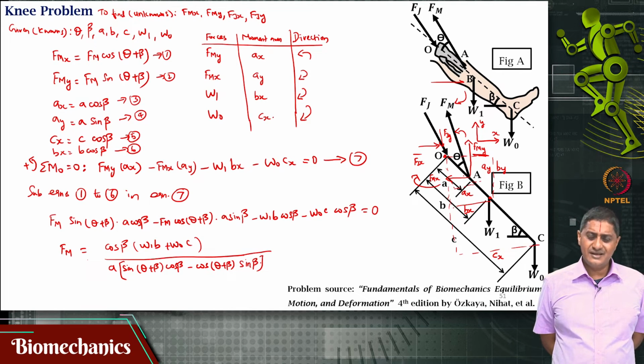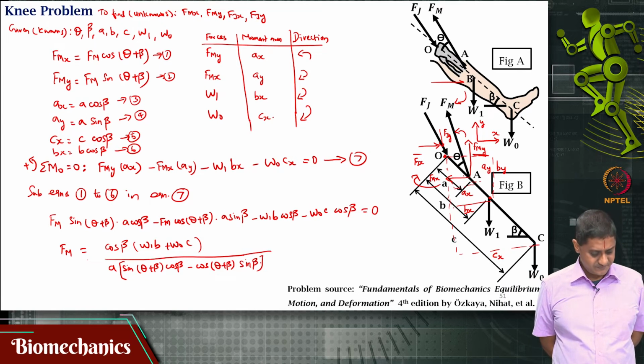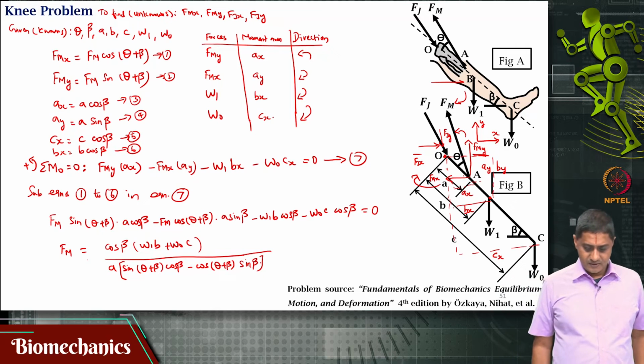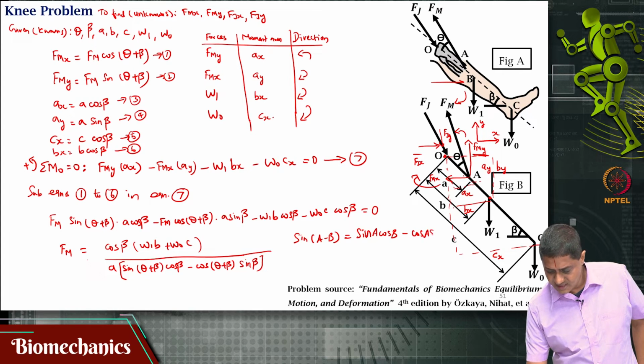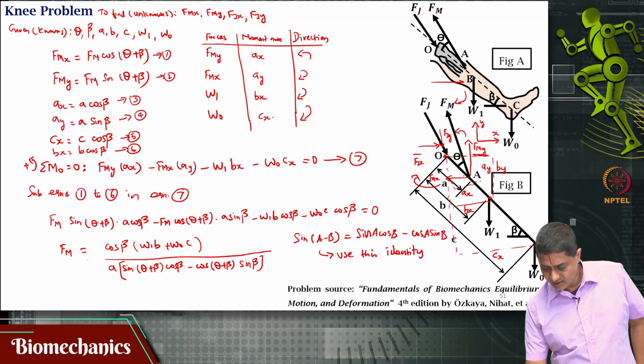This is looking like sin A cos B minus cos A sin B. We know that this is sin of A minus B, which is sin A cos B minus cos A sin B. Using the trigonometric identity, sin of A minus B is sin A cos B minus cos A sin B. Use this identity and simplify.